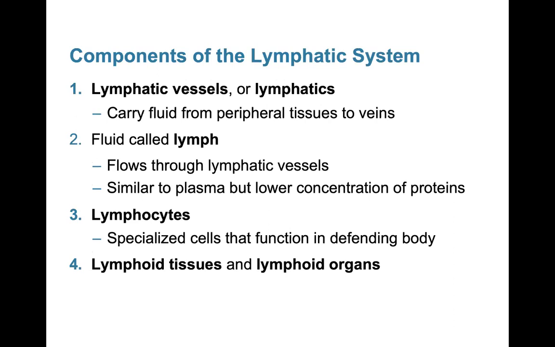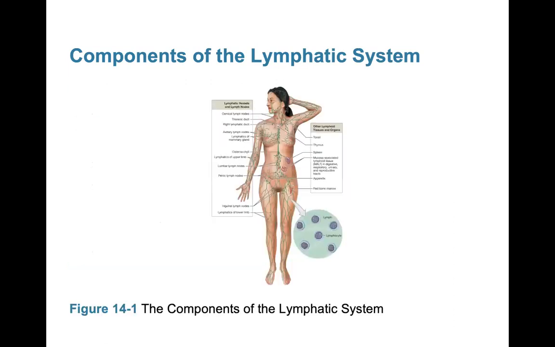The lymphatic vessels, or lymphatics, will carry fluid from the peripheral tissues to veins. The fluid is called lymph. This flows through lymphatic vessels, similar to plasma but with lower concentrations of proteins. The lymphocytes, these are specialized cells that function in defending the body. And then you have lymphoid tissues and lymphoid organs. Here are the various structures of the lymphatic system. Here we have our lymph nodes. You can see some ducts, some trunks, and then the various blood cells.